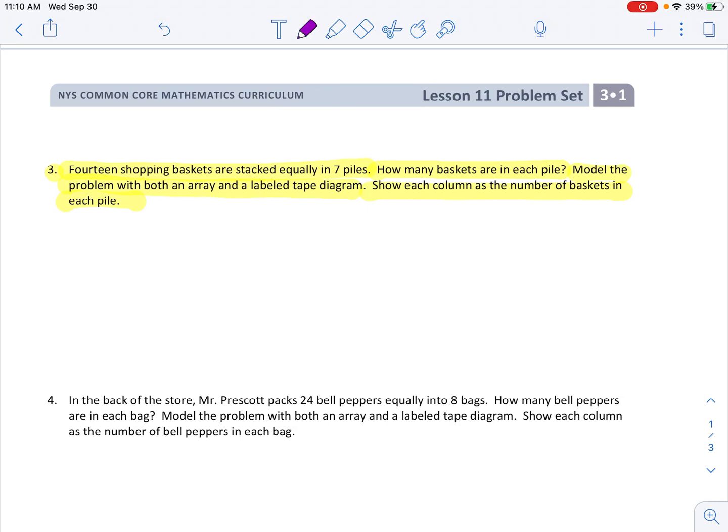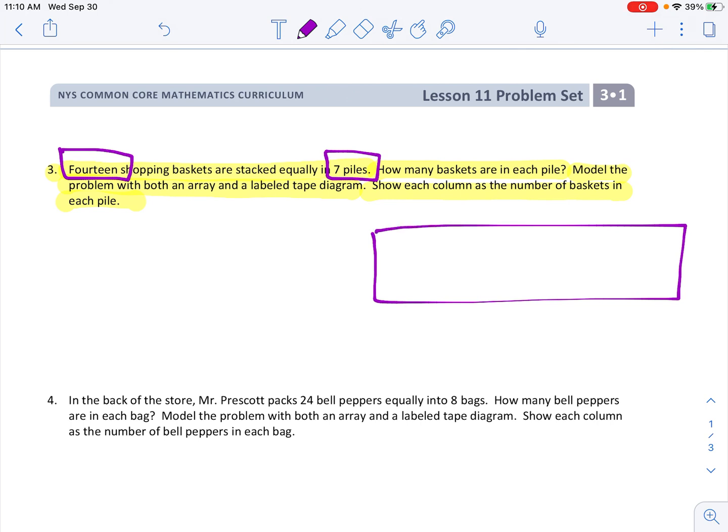All right, so here's what I know. I know we have 14 shopping baskets. I know we have 7 piles. What I don't know is how many are in each pile. I'm going to set up my tape diagram first this time. Okay, here's my tape diagram.